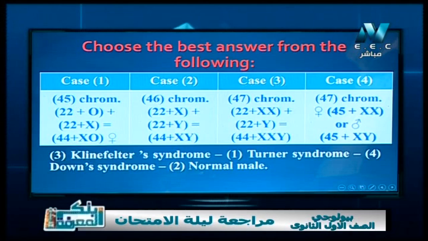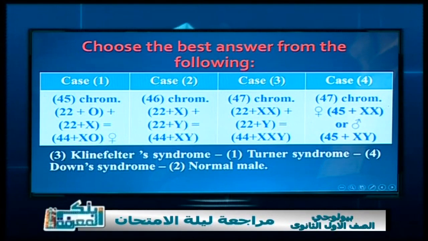Klinefelter syndrome is number 3 because the genotype, or the chromosomal number, is 44 plus XXY. So it has 1 X chromosome more than the normal, and this X chromosome gives the male some of the feminine characteristics. And this is Klinefelter syndrome.